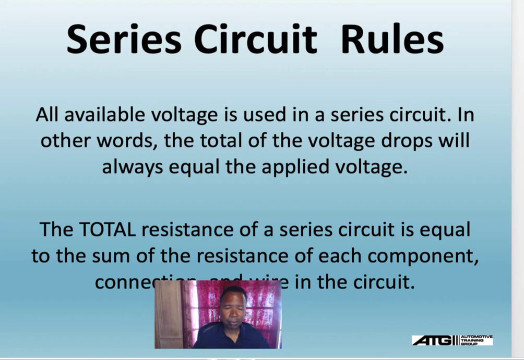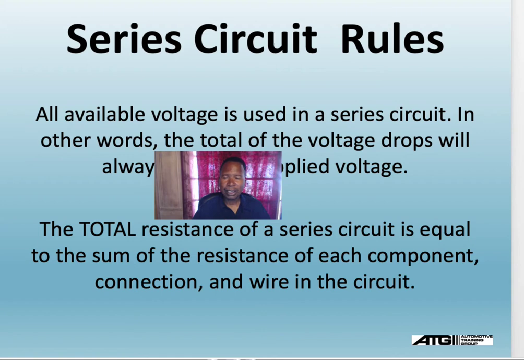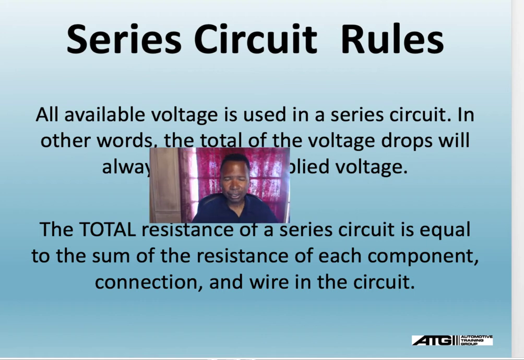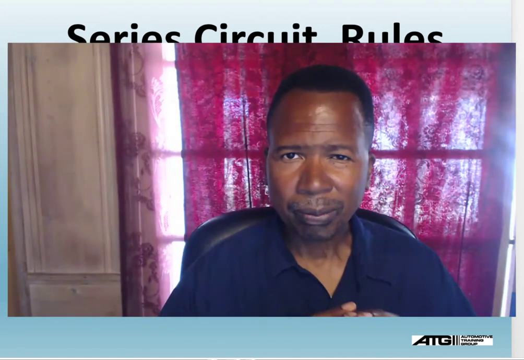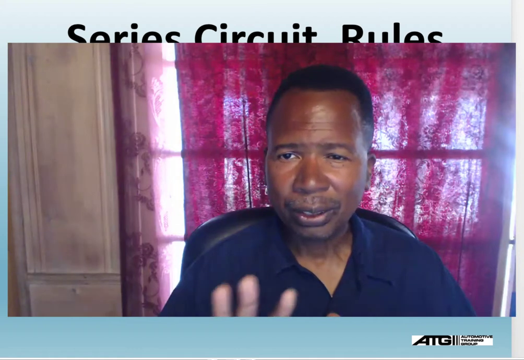Same concept. The total resistance of a series circuit is equal to the sum of the resistance of each component and connection wire in that circuit. In other words, if I had 12 volts and 2 resistors in series, let me make it even, 2 and 2, and the ground. You add the 2 resistors together, makes a total of 4. So my total resistance is a combination of all the resistors in series. You just add them up.